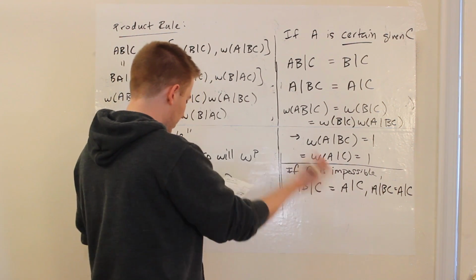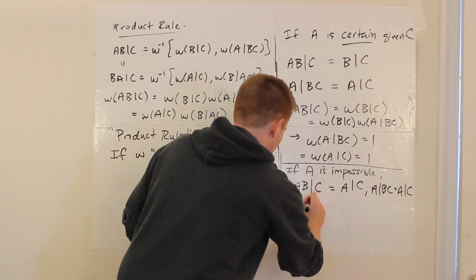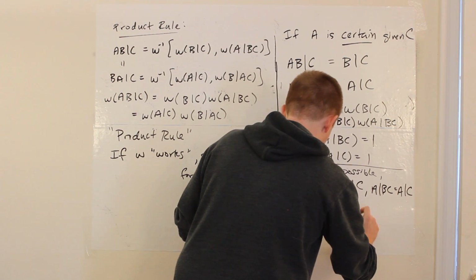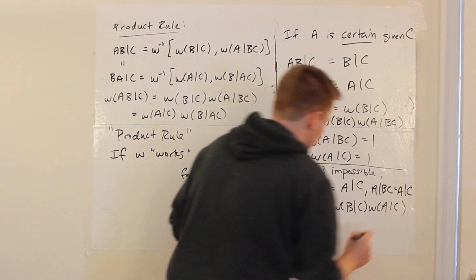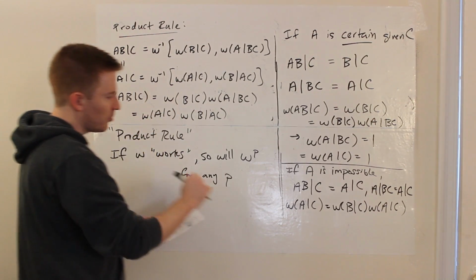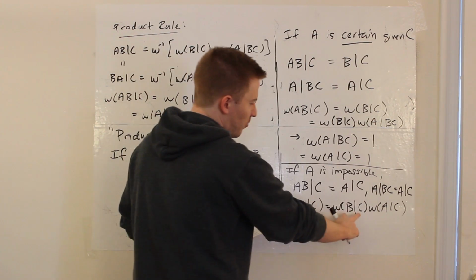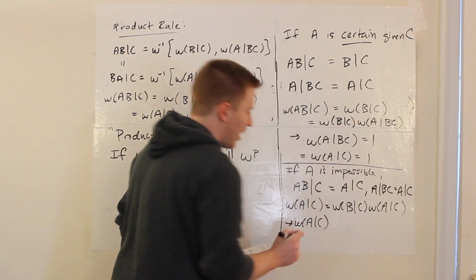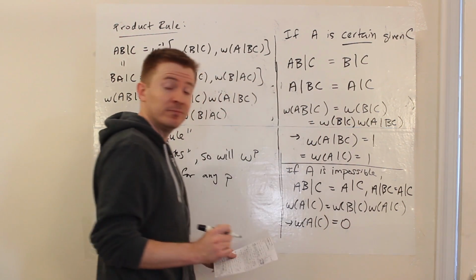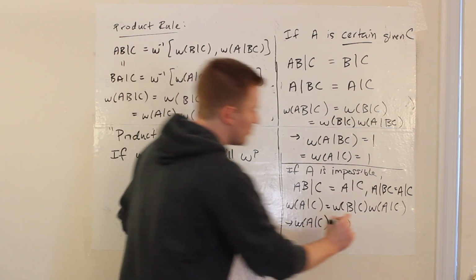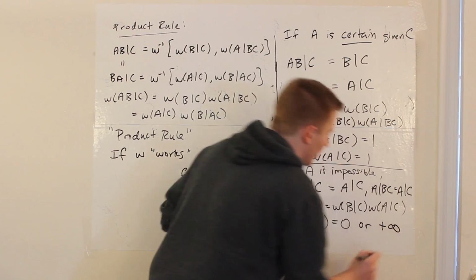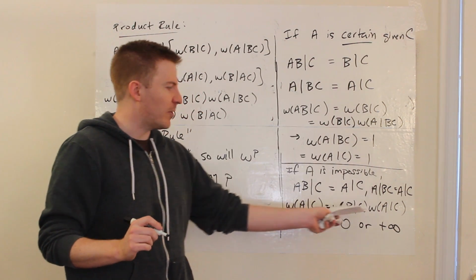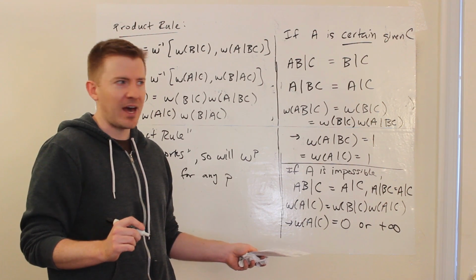Okay, so if we write that in terms of the product rule, what we'll get is that the weight of A given C is weight of B given C times weight of A given C. That's just plugging those two things back into this product rule equation. And now this has to be true for any proposition B. So the only way that can happen is if impossibility is represented by either the number 0 or one other possibility that Jaynes mentions, which is positive infinity. We don't need to belabor the point too much, but this equation would be okay if you're multiplying infinite numbers on both sides, if you believe that you can do that.